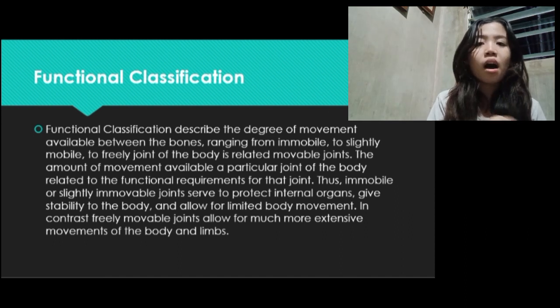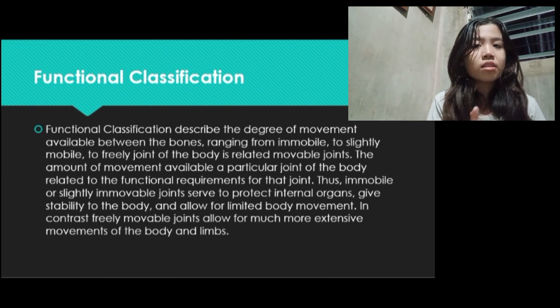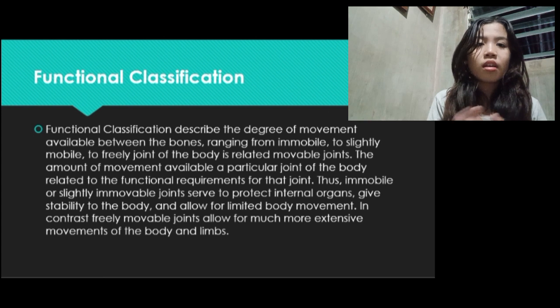Number two is the amphiarthrosis. These joints are what we call slightly movable joints, providing a balance between stability and mobility. They are often found in areas where strength and flexibility are needed, like the vertebrae in our spine. The bones in these joints are usually connected by cartilage.